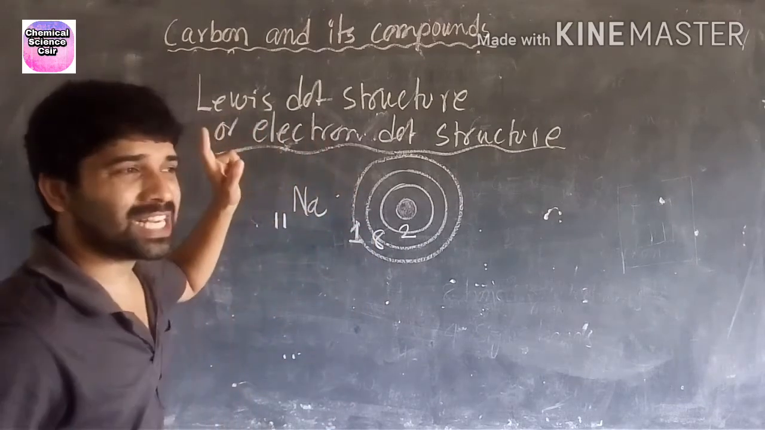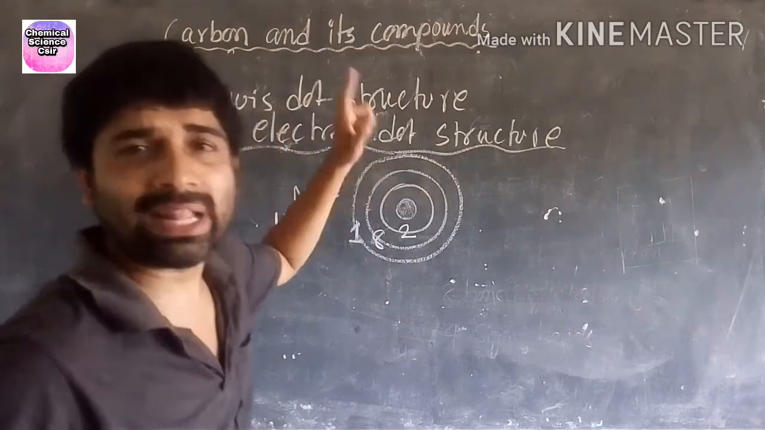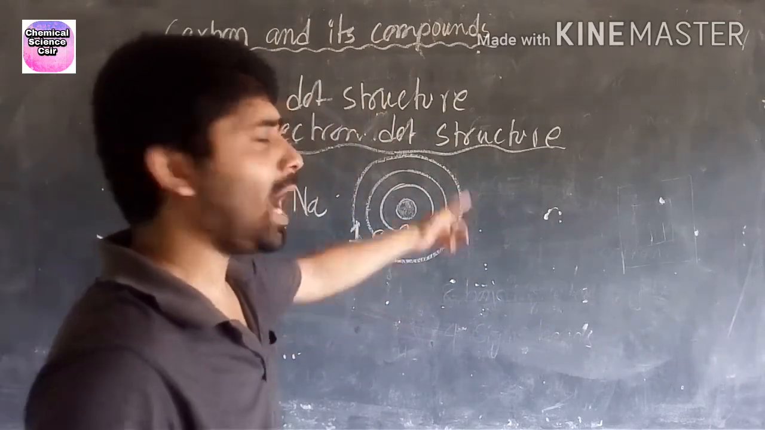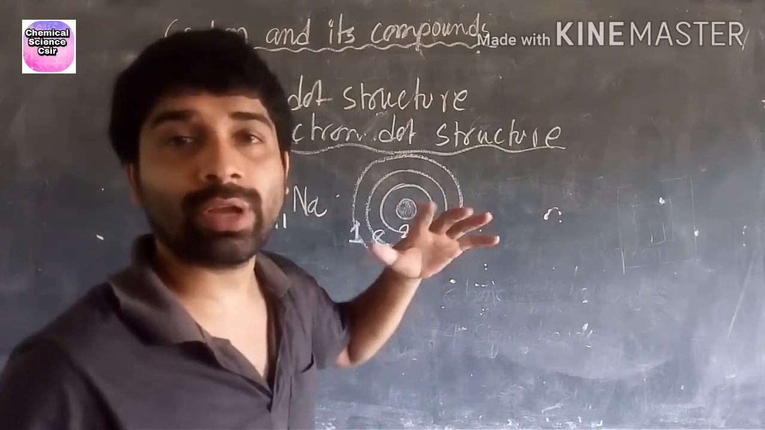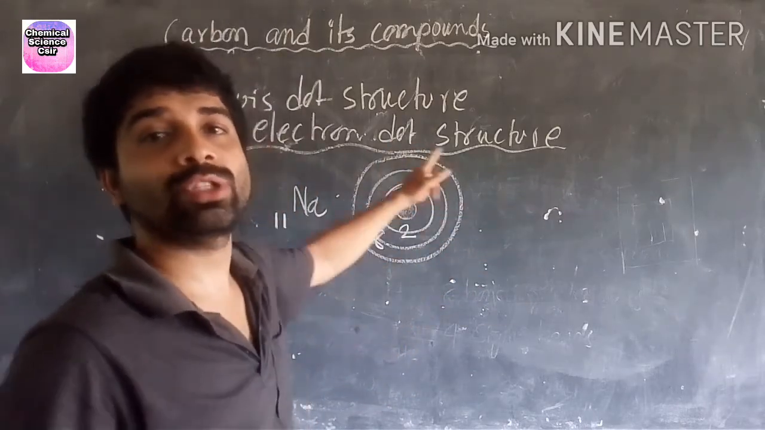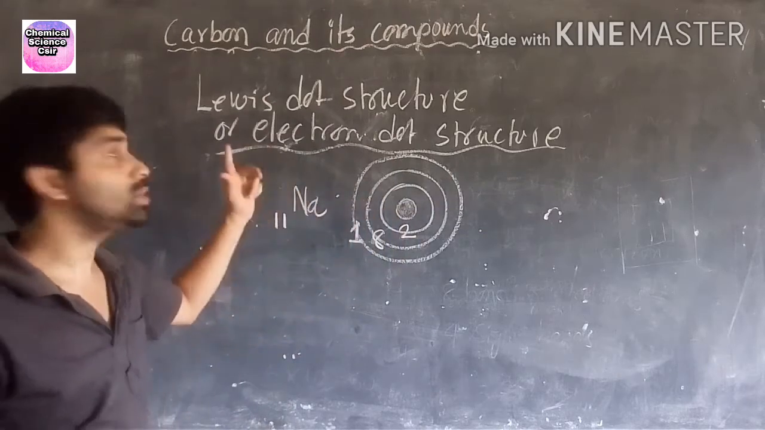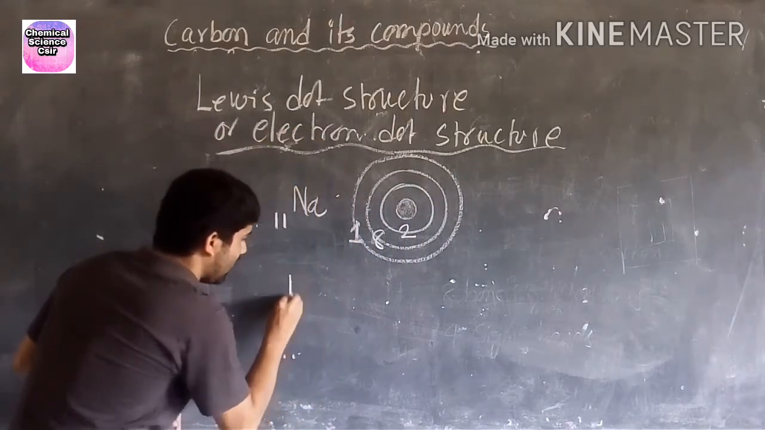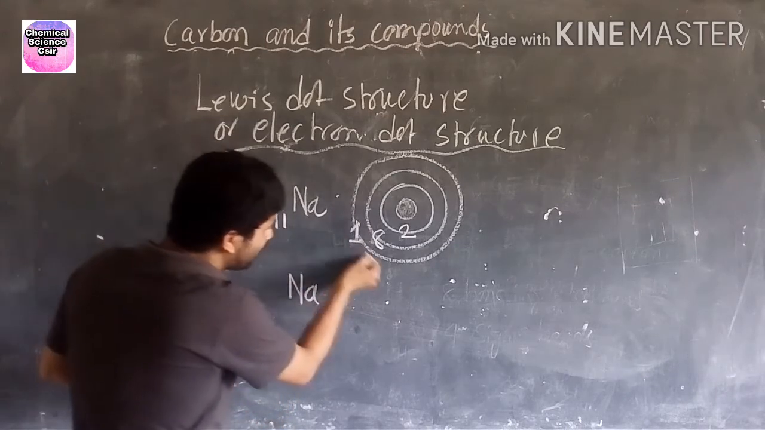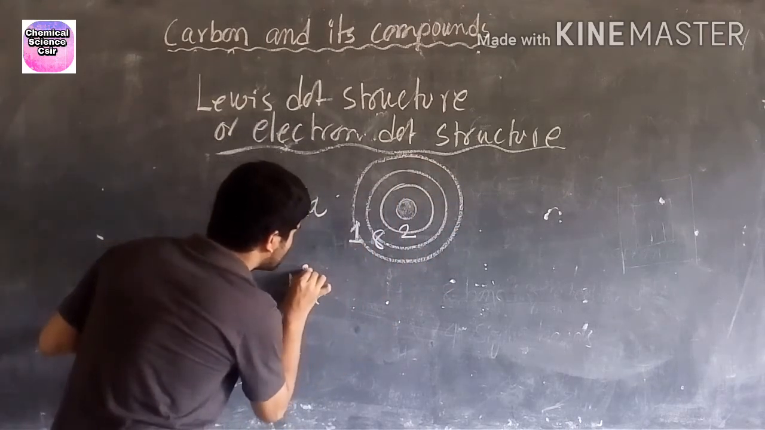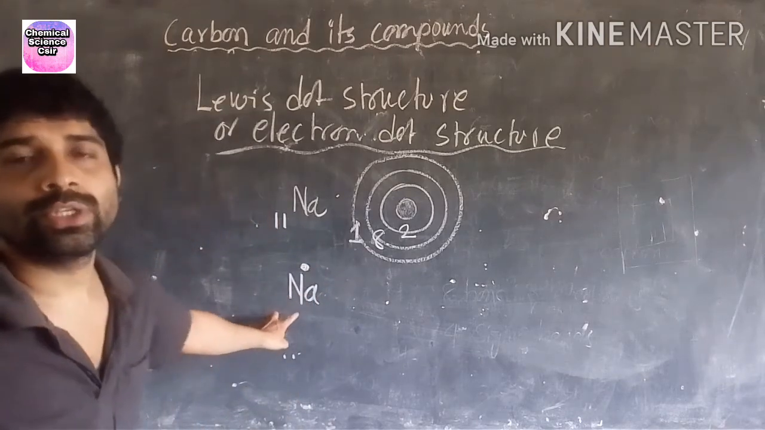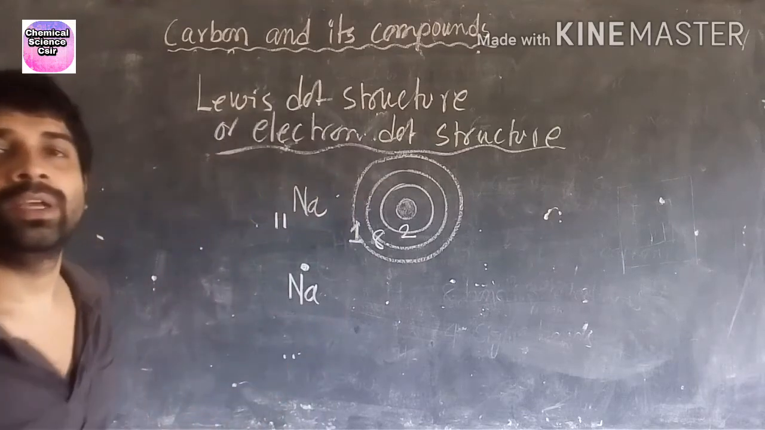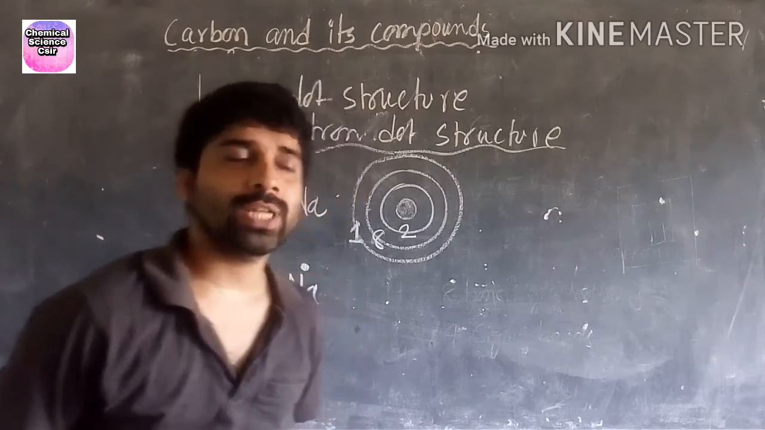So the Lewis dot structure or electron dot structure is nothing but the outer shell electrons only. You can represent only the electrons present in the outermost shell. Now, in the outermost shell how many electrons? Only 1. So this is the Lewis dot structure or electron dot structure.